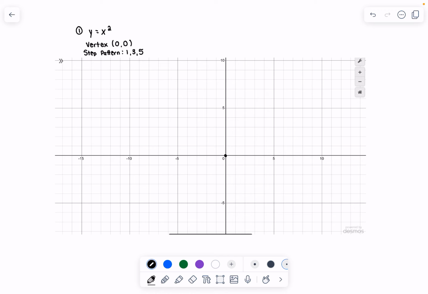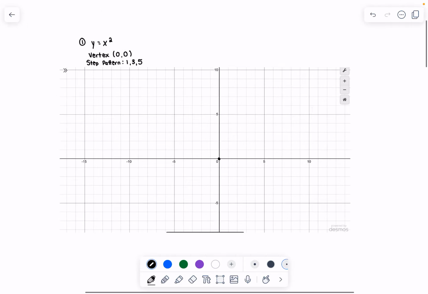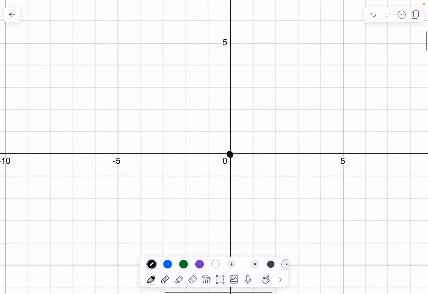Step number 1, when you're graphing parabolas, you are going to set your vertex and orient your graph. Your vertex is your turning point. It's your middleman. It is the axis of symmetry. So we know that this graph is going to look symmetrical on both sides. Your step pattern is 1, 3, 5. So what you're going to do is go over by 1 unit on both sides, just like I'm doing here.